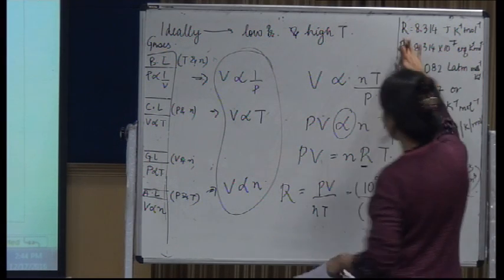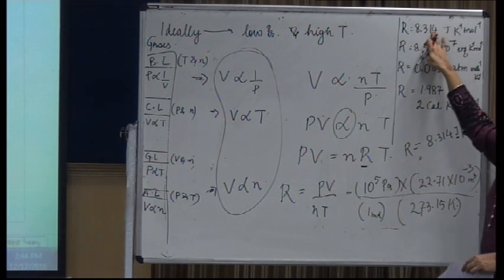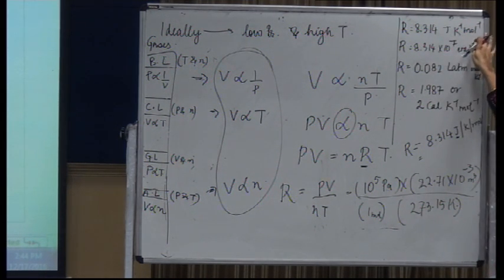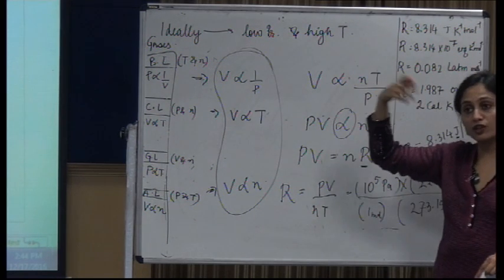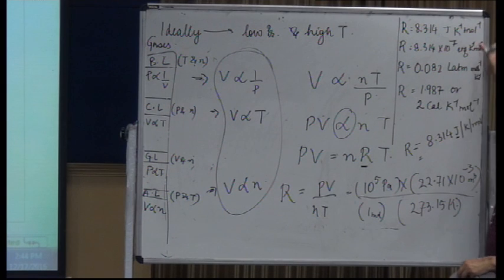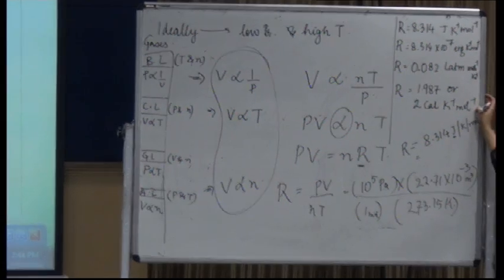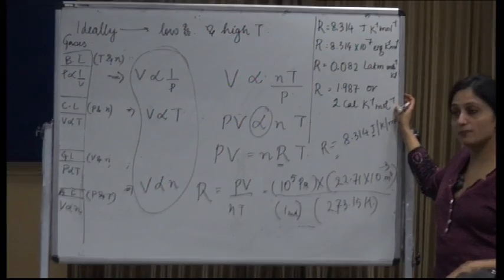R का value देख रहे हैं. Once you get it in one units, you can always convert it to other units. It is 8.314 joules per Kelvin per mole, or it is 8.314 into 10 to the power 7 ergs per Kelvin per mole. That's simple. Then when you convert your joules to liter atmosphere, it becomes 0.082 liter atmosphere, or it can also be called liter bar per mole per Kelvin, and it is also equal to 2 calories per Kelvin per mole.